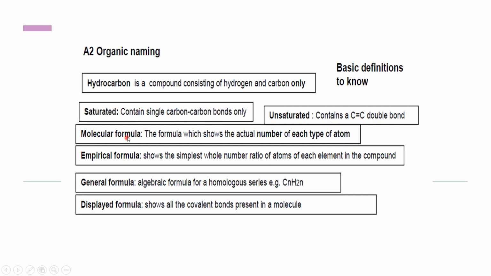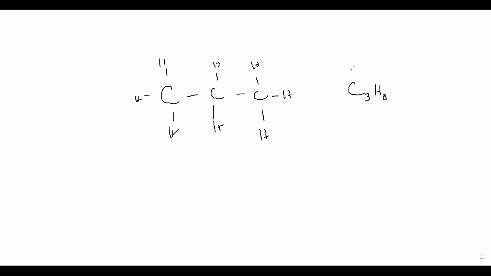What is the meaning of molecular formula? The molecular formula represents the actual number of atoms present in the structure. For example, if there's a structure which has 3 carbon atoms and 8 hydrogen atoms, the formula we use to represent the number of carbon and hydrogen, we call that the molecular formula. So there are 3 carbon atoms and 8 hydrogen atoms, so the formula is C3H8.